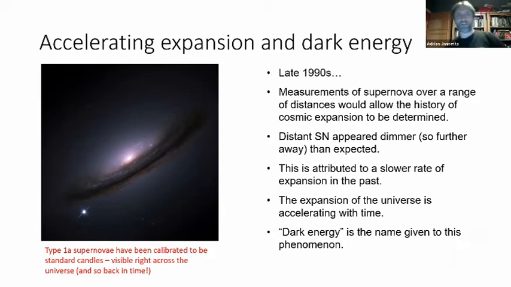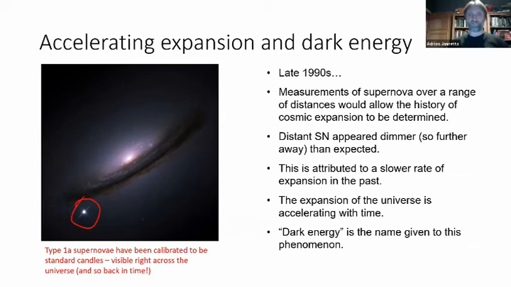Okay, it seems like a long time ago now, but in the late 90s, we were starting to measure very accurately distances to supernovas in distant galaxies. So these are another kind of standard candle. So if you can measure the distance to them, you can figure out how far away the host galaxy is. And because they're so bright, they're visible right across the universe.